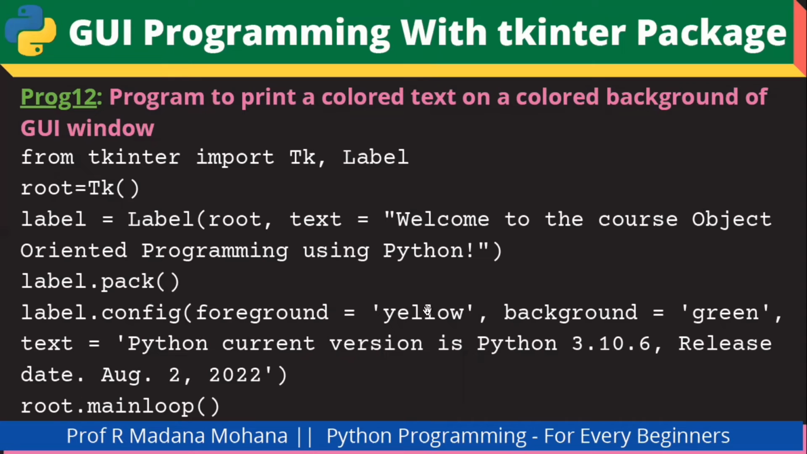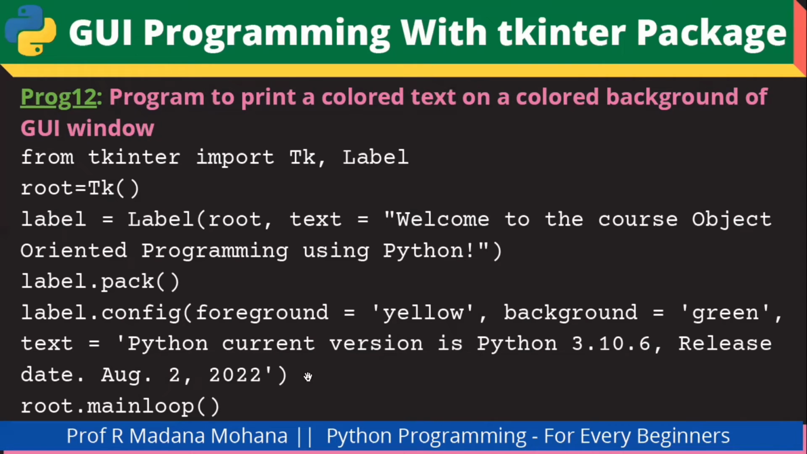Now foreground, whatever the text we have given, the foreground color is applicable to the text. Whatever the background color we have given, that is the background of the window. So here foreground equal to yellow, comma background equal to green, comma text equal to, now Python current version is so and so, release date. This is another text. Then root.mainloop. Here we have taken two different texts.